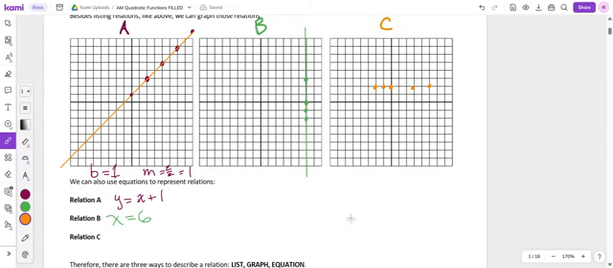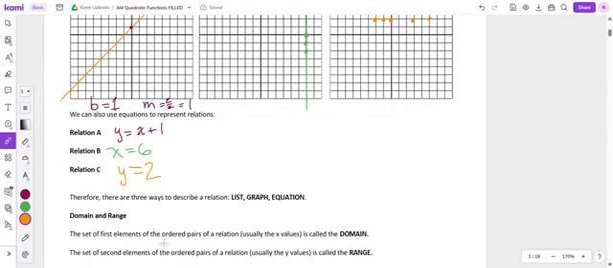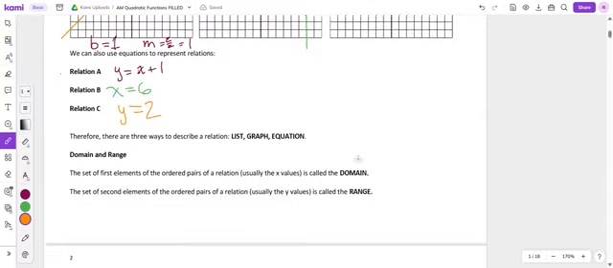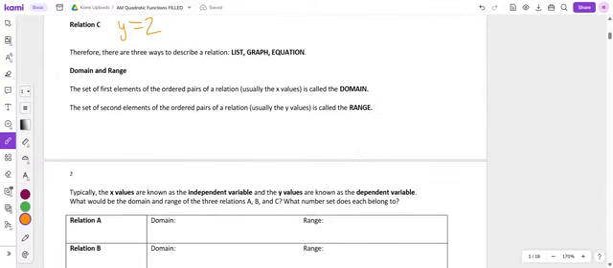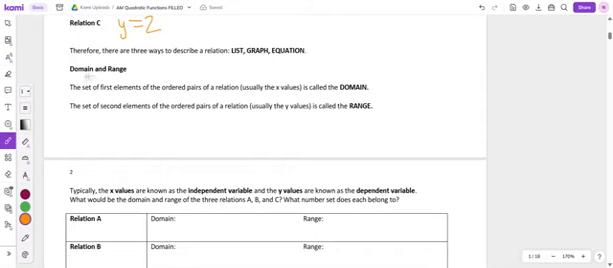Likewise, when you have a horizontal line, like in C, what never changes? The y. So we have y equals, well, what is y? Oh, it's 2. Okay, so in that way, when x's and y's are related, we can communicate that 3 ways: as a list, as a graph, as an equation. And you did that last year. Now, did Mr. Alexander talk to you about domain and range?